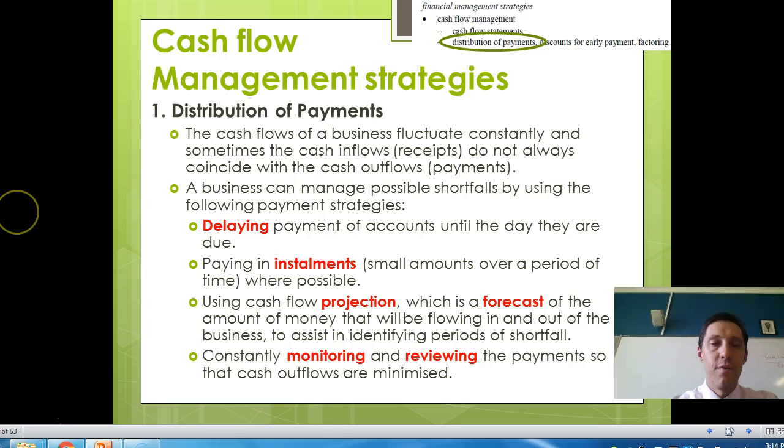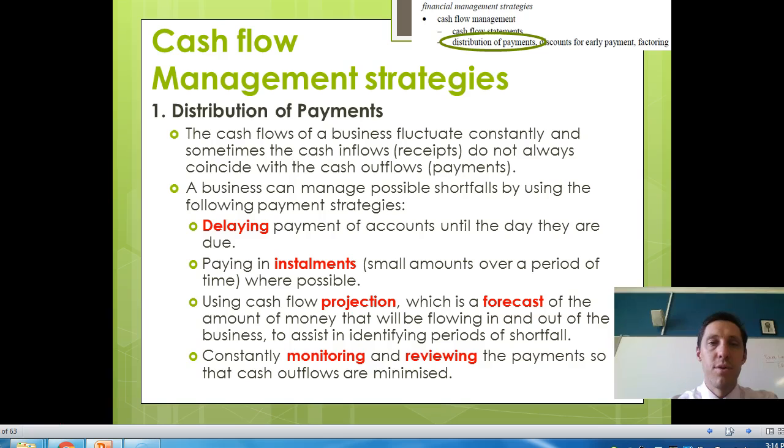Potentially also the use of effectively a budget, so cash flow projection, forecasting the amount of money that's going to need to be paid at certain dates so the business can then manage its cash inflow to ensure it has appropriate funds to be able to make those cash outflows. And lastly, some monitoring and reviewing so that the cash outflows are actually minimized.